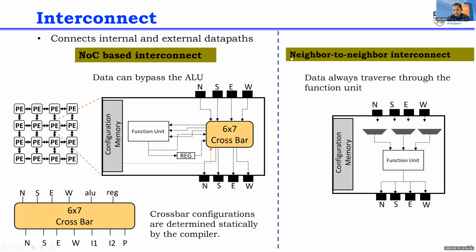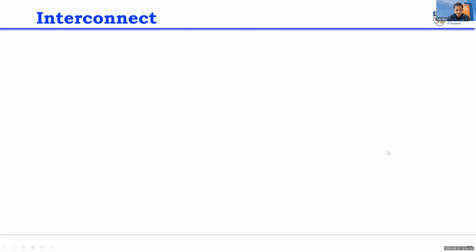And older CGRAs had a neighbor-to-neighbor type interconnect, which is even simpler, but the data has to always go through the functional unit to go to the next PE. So in this type of architecture, there is a limited routing space. So there will be a lot of congestion.